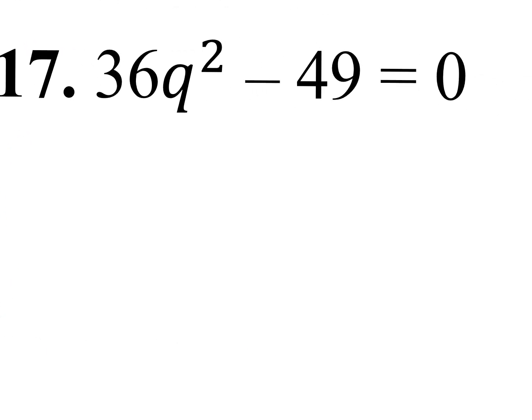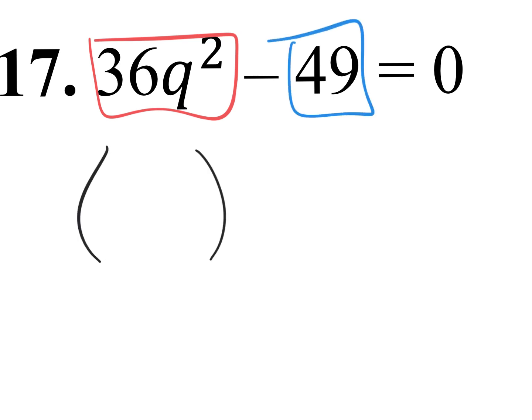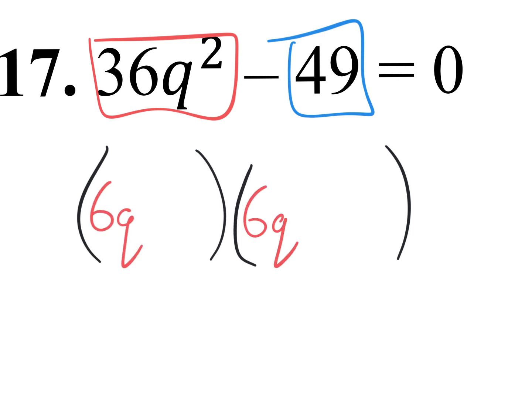Let's move on. Here's another one, difference of two squares. We could square root this guy, we could square root that guy. So the square root of 36q squared is 6q. The square root of 49 is 7, still equal to 0. Again, one has to be plus, one has to be minus.